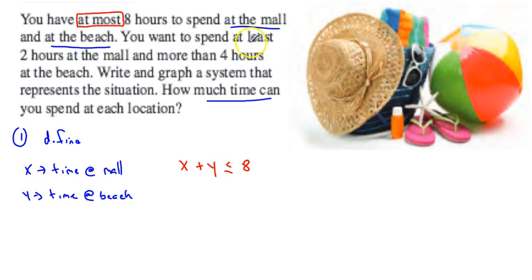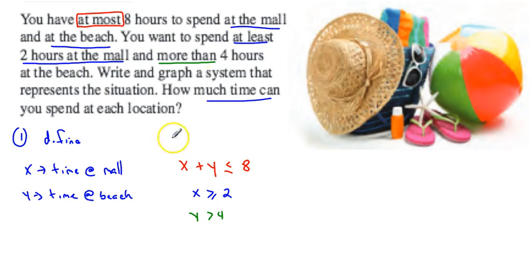You want to spend at least 2 hours at the mall. So mall is X. You want to spend at least, so X is greater than or equal to 2. And more than 4 hours at the beach. So Y is greater than 4.